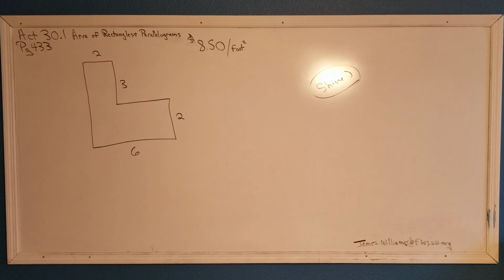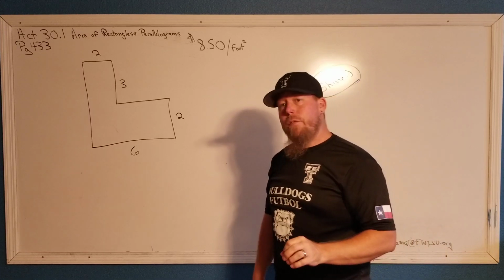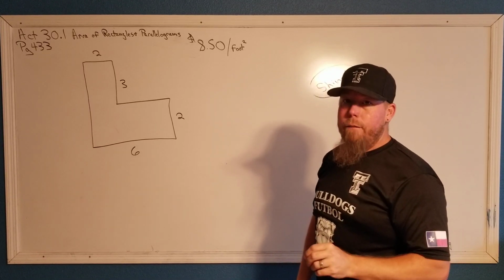Hopefully good. Okay, so we're going to be looking at 30.1 today. We're looking at activity 30, section 1. We're looking at the area of rectangles and parallelograms, and we are on page 433 in the PDF file.